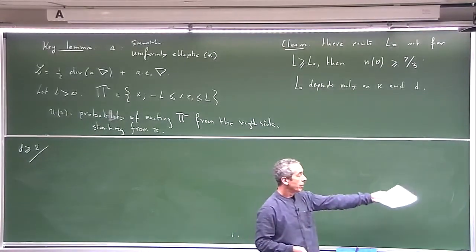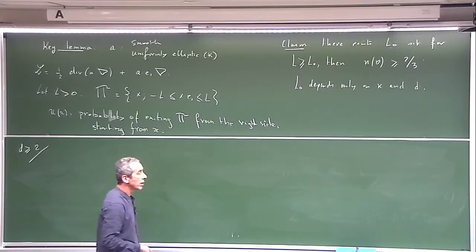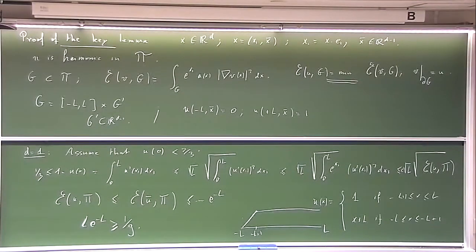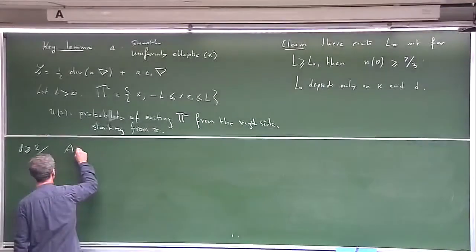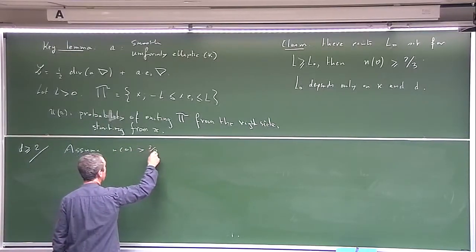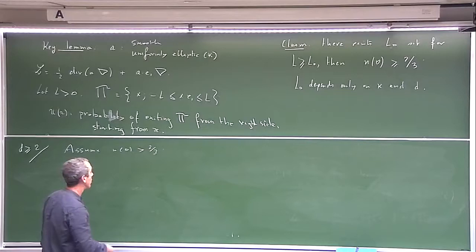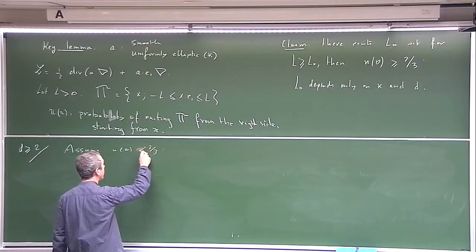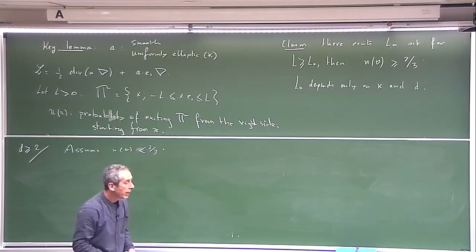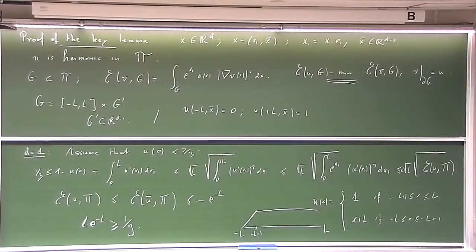So we try to reproduce this argument in dimension higher than 1. Now, the first part, we're going to reach some contradiction, assuming that U of 0 is less than 2/3. So let's assume U of 0 is less than 2/3. Now, the first argument is almost okay, but we need to fatten the thing a little bit.